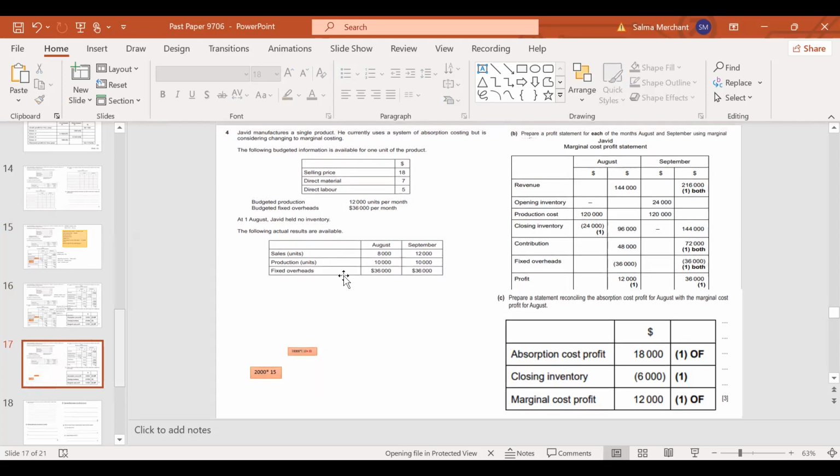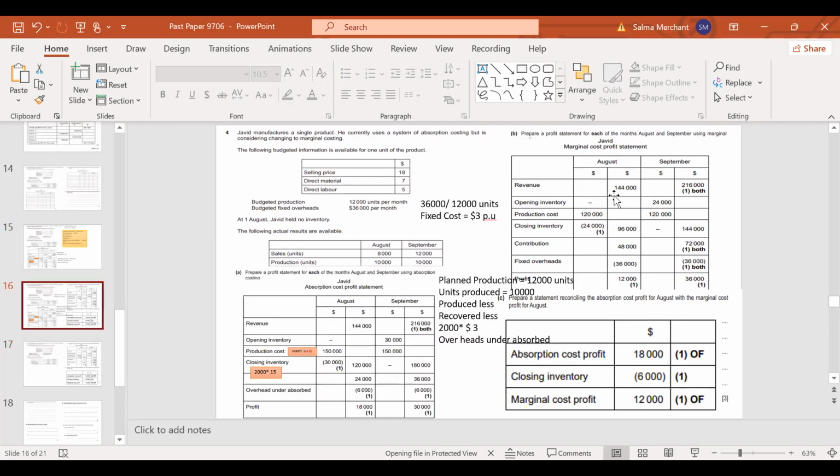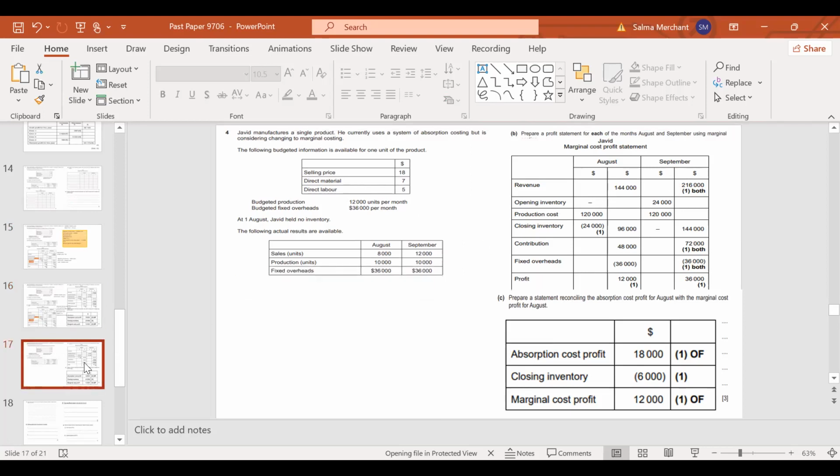Now let's do profit as per marginal costing. Revenue would remain the same. Whether it is absorption costing or marginal costing, revenue will remain the same. Okay, what is going to change? Opening inventory is not there. Production is 10,000 units multiplied by the variable cost.